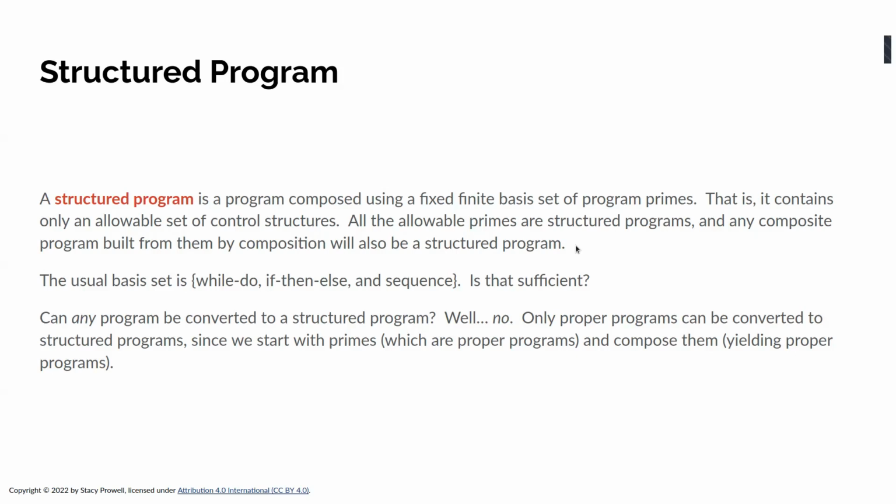So hopefully this makes sense, right? I start out with a prime of some kind. I replace a function node in that with another prime, and I replace a function node in that with another prime, and over time I build up a much, much larger program. The usual basis set is while do, if then else, and sequence. And you can imagine how this works, right? I write a while loop. The body of the while loop is an if then else. The then part is a sequence. The else part's another while loop. I'm composing the primes together to build the program.